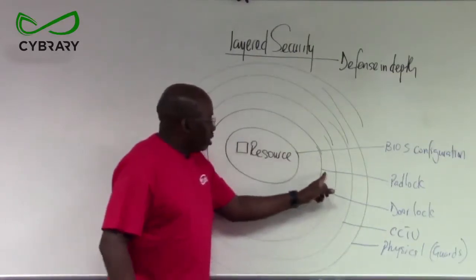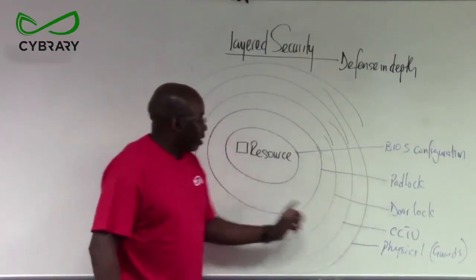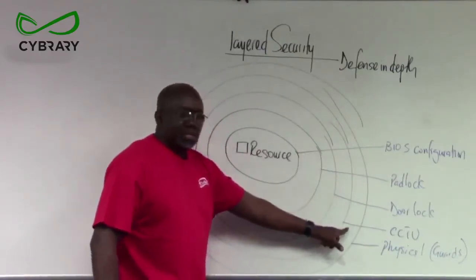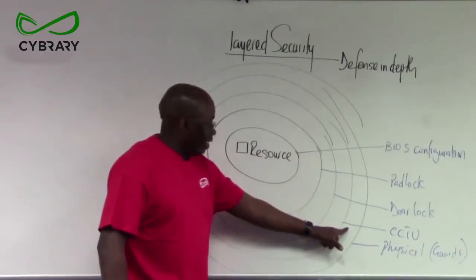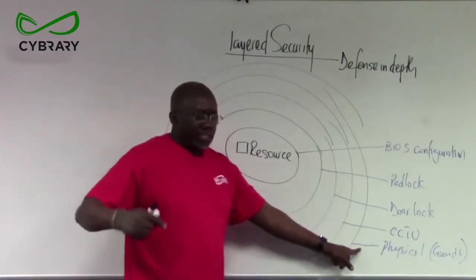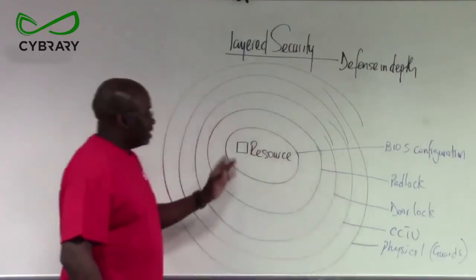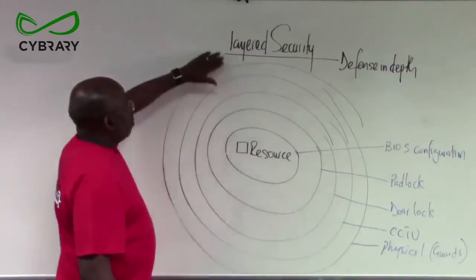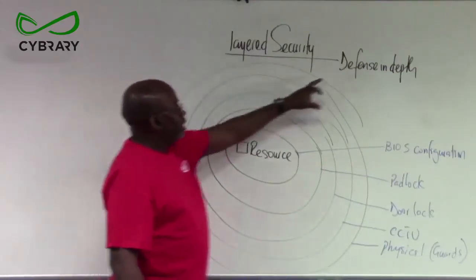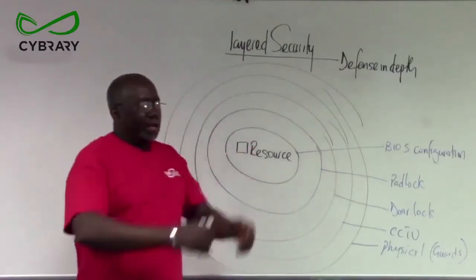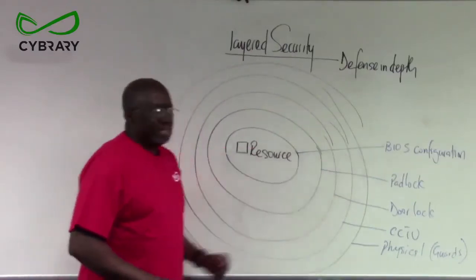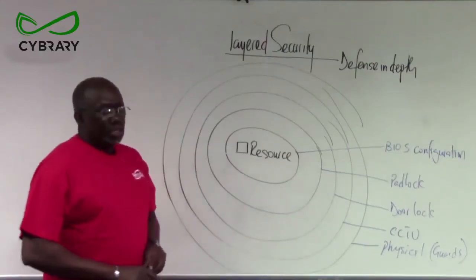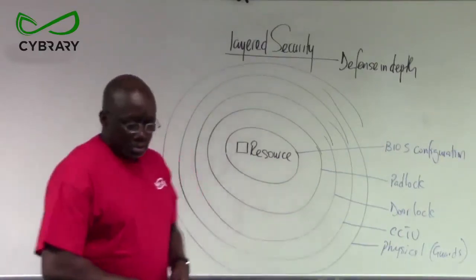We could then lock the box with a padlock, another layer. Ensure that there's a door lock to that room, another layer. Ensure that we have CCTV, closed circuit television, another layer. And possibly have guards for physical security at the perimeter. So you can see how applying several layers, we can protect our resource. And this is what we call layered security or defense in depth. You apply several layers such that the layers have different levels of technology before they can get to your resources at the core of the strategy.